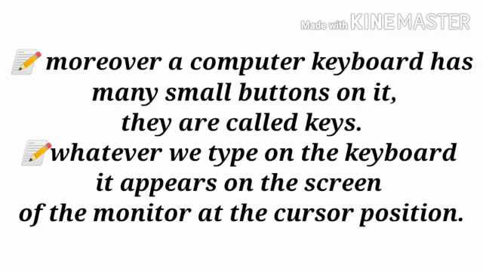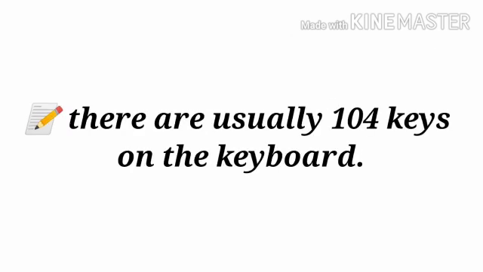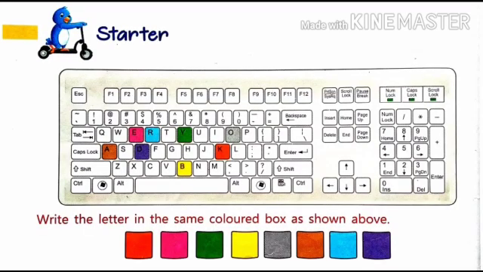Moreover, a computer keyboard has many small buttons on it. They are called keys, and whatever we type on the keyboard, it appears on the screen of the monitor at the cursor position. There are usually 104 keys on the keyboard. Now, let's begin the chapter.